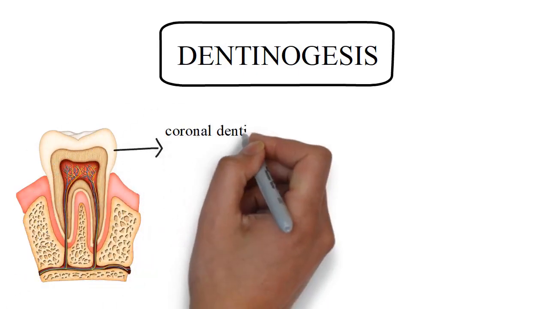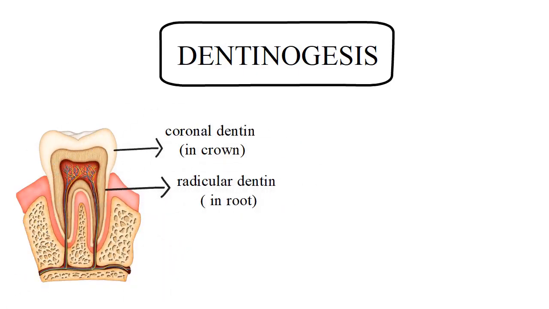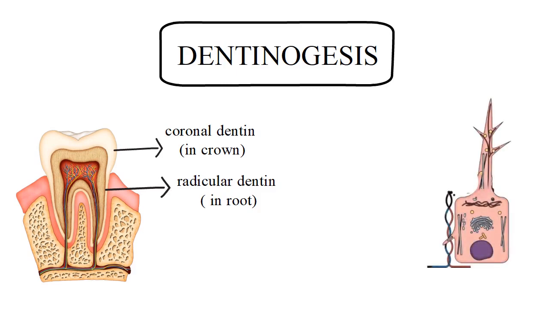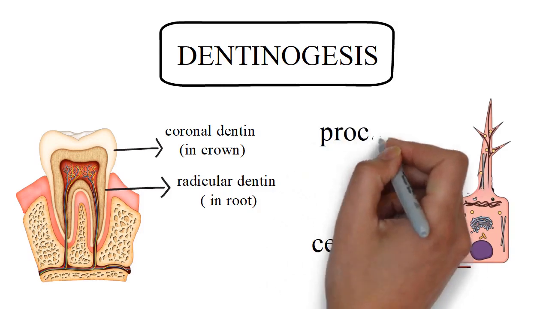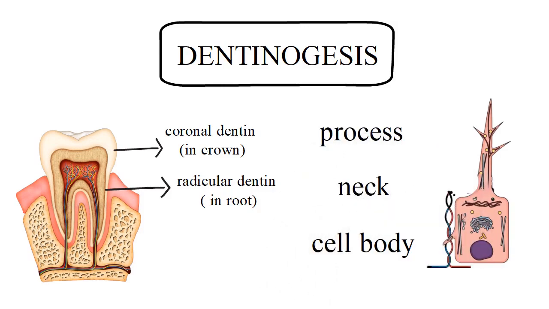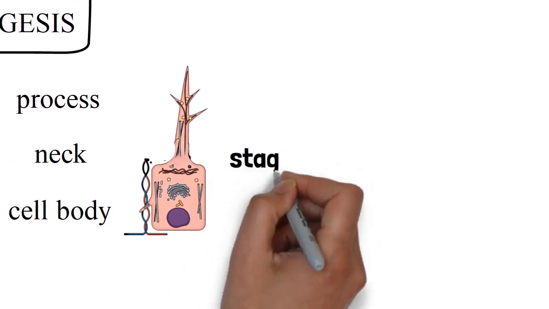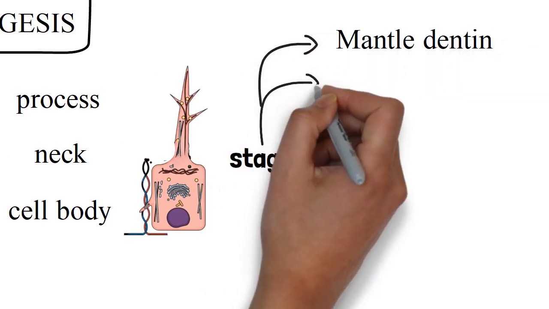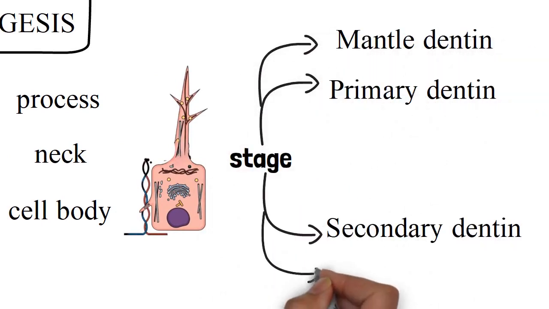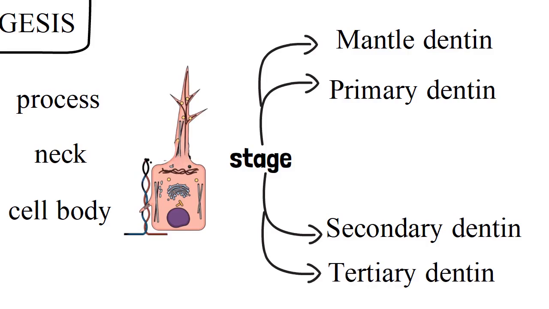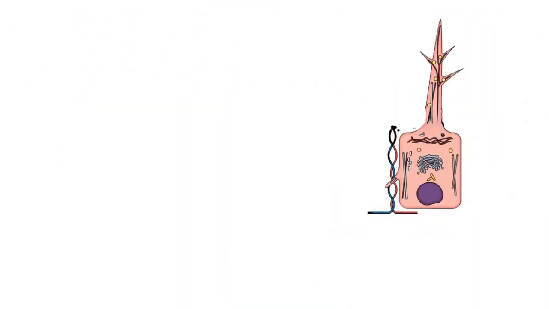Dentinogenesis. Anatomically, dentin is divided into coronal dentin, in the crown, and radicular dentin, in the root. The cells that are responsible for dentinogenesis are odontoblasts. Each odontoblast has a cell body, process, and neck. The different stages of dentin formation result in different types of dentin: mantle dentin, primary dentin, secondary dentin, and tertiary dentin.